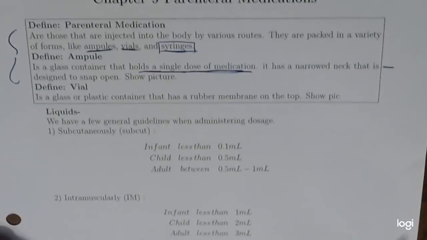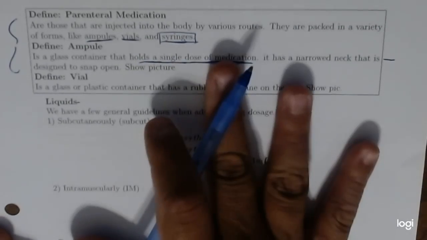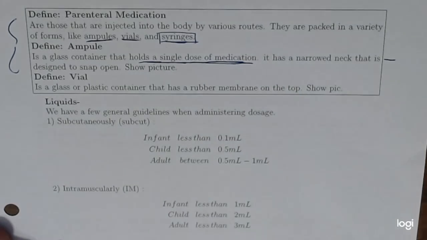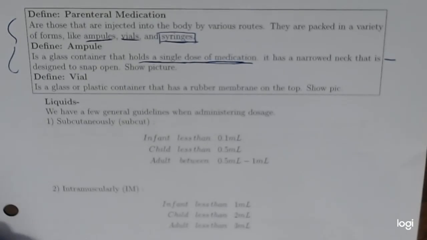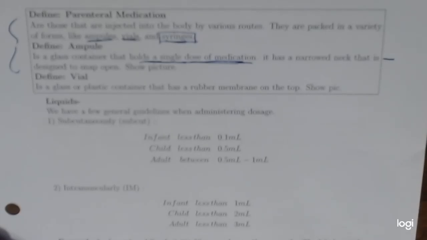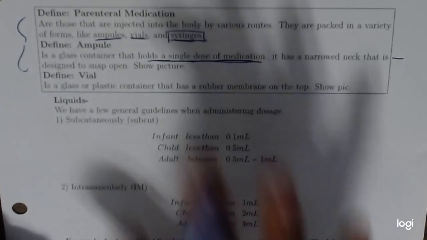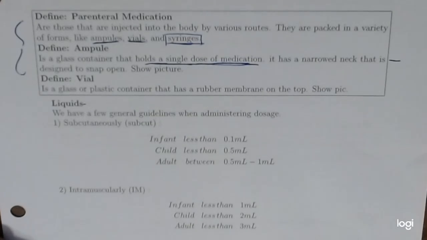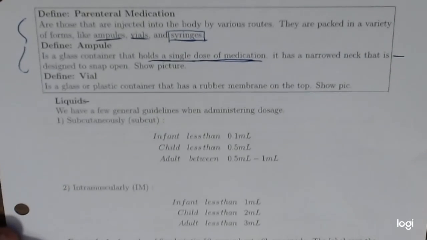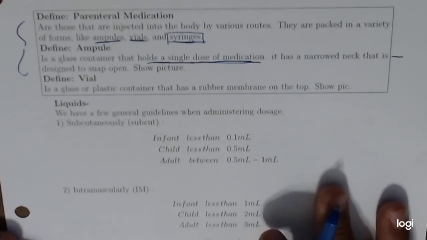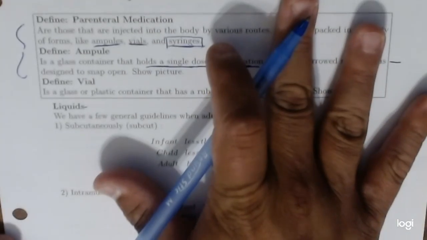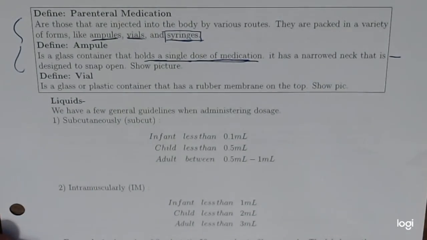Right, the next definition is called a vial. So a vial is a glass or plastic container that has a rubber stopper on the top. Again, you guys have probably seen this one.